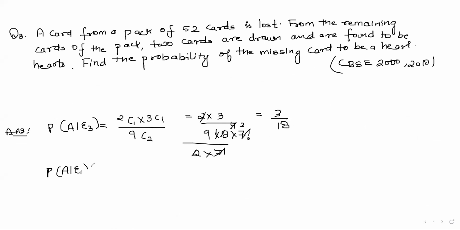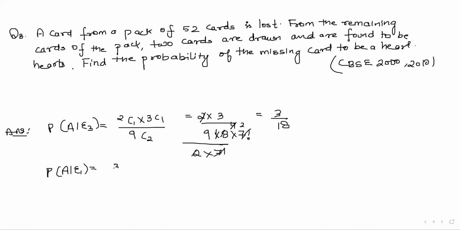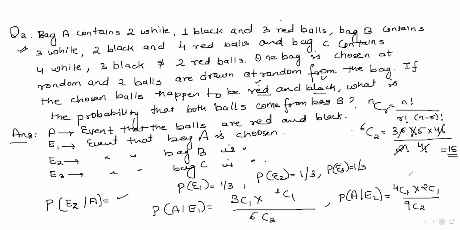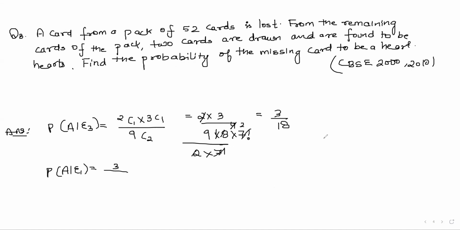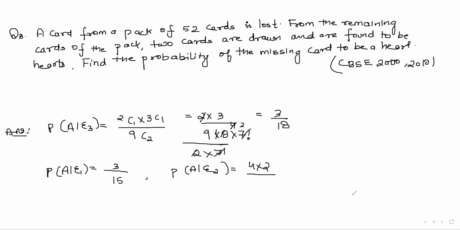Next is P(A|E1). What is E1? This one. So 3 into 1 by 6C2, which was 15, we found out here. So it is 1 by 5. Next is P(A|E2). So this is equal to 4 into 2 by 9C2. So 9C2 is 9 factorial by 2 into 7 factorial, 9 into 8 into 7 factorial, cancel out, so 36. So this is equal to 2 by 9.